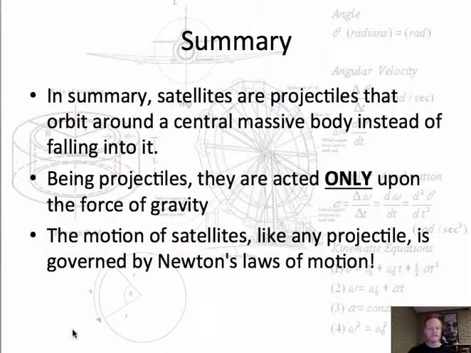So what's kind of neat is the motion of satellites, like any projectile, whether it's a cannonball, the moon, whatever, is all governed by Newton's laws of motion. So Newton's laws really do extend beyond just this thing called Earth. They go out into the universe and beyond.